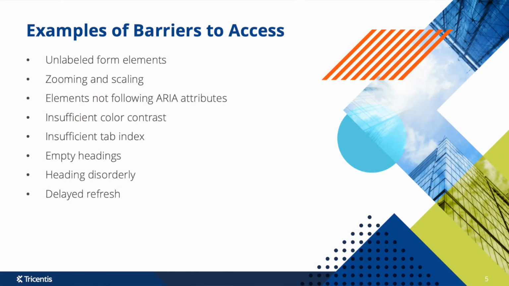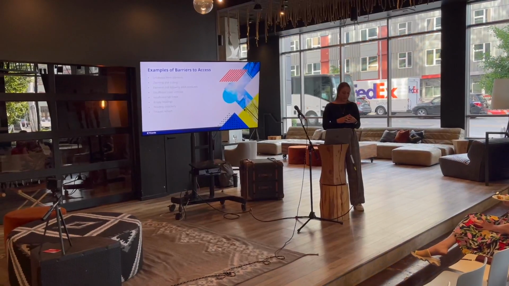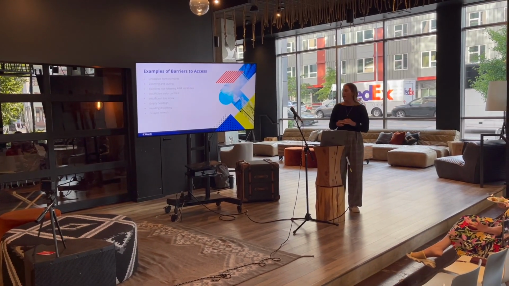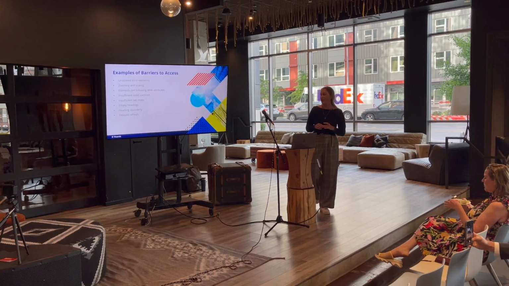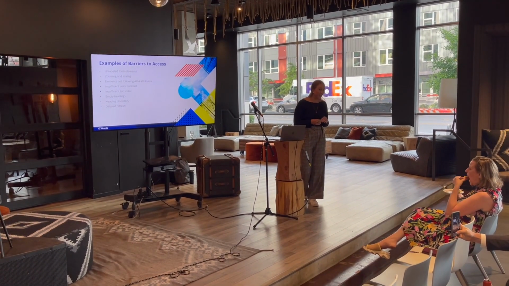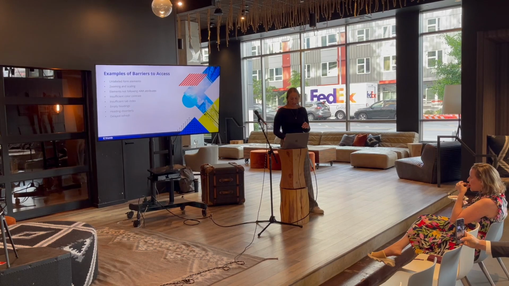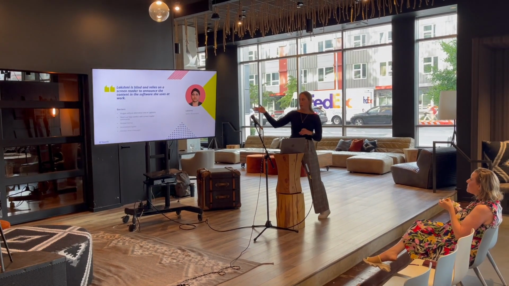When y'all think about the folks on the previous page, here are some examples of barriers to access. These are reasons why people with the conditions on the previous slide might not be able to access web applications the same way that, for example, I would. Unlabeled form elements, zooming and scaling might be disabled, elements are not following ARIA attributes, insufficient color contrast, insufficient tab index, empty headings, headings that are disorderly, or delayed refresh. There's a lot more, but here are some examples. And I'll give y'all a specific story.